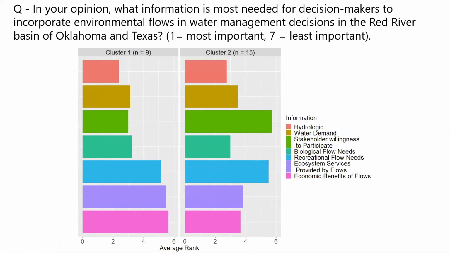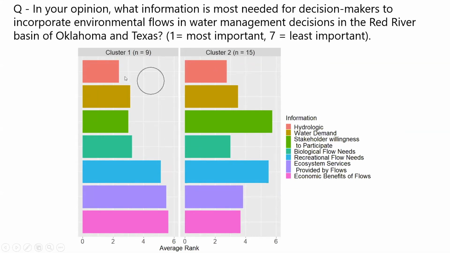And the next question is kind of a similar question of what information is most needed for decision makers to incorporate environmental flows in water management decisions. They could have ranked these factors over here, so hydrologic data, water demand data, stakeholders' willingness to participate, economic benefits of flows, and so on. They could have ranked these 1 most important, 7 least important, and I'm showing an average rank here, so lower is better or more important.